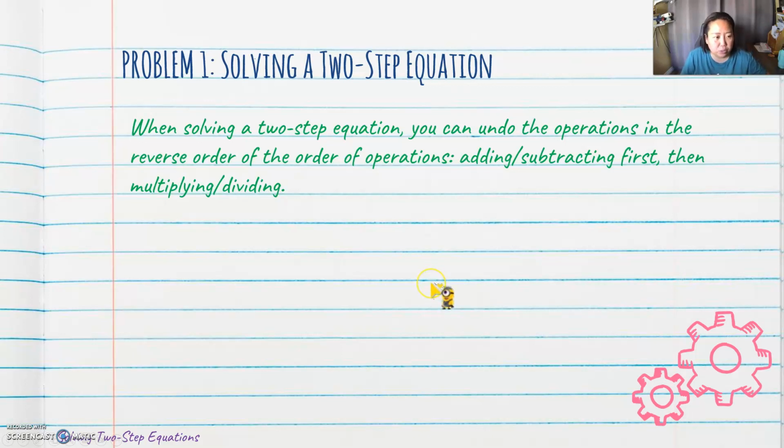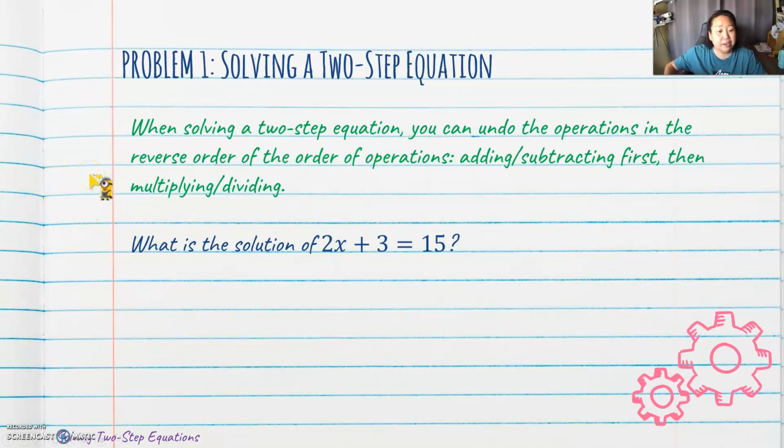If you remember, with PEMDAS, we work with multiplication and division first before addition and subtraction. So if we are going to undo everything, it's going to be addition and subtraction first, and then multiplication and division afterwards. That is the general rule. So let's have this example here. We have 2x plus 3 is equal to 15.